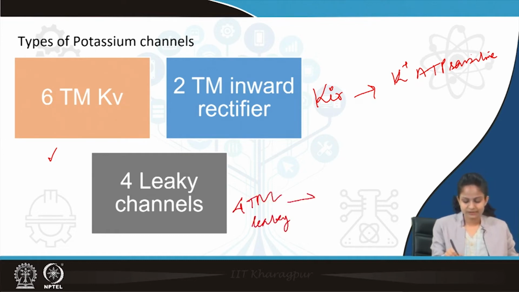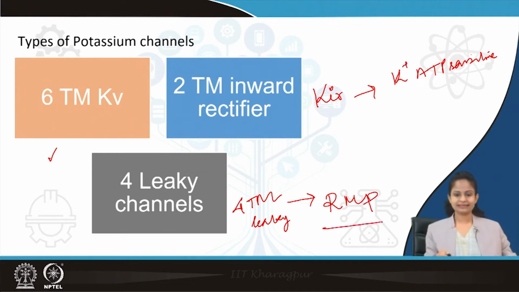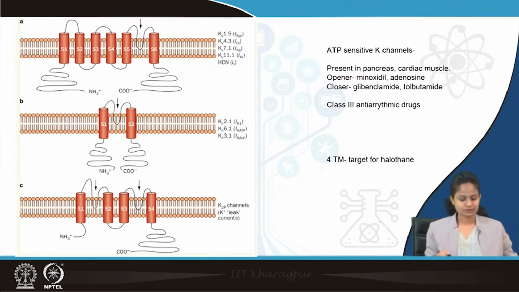Now, these 4 transmembrane leaky channels, if you remember, are the genesis or ionic basis of the resting membrane potential. So these leaky channels are mainly responsible for the genesis of the resting membrane potential in any cell. So, 6 transmembrane voltage gated potassium channels, 2 transmembrane inward rectifier potassium channels, and 4 transmembrane leaky potassium channels. So, we will see the structures. As we can see, these are the 6 transmembrane segments.